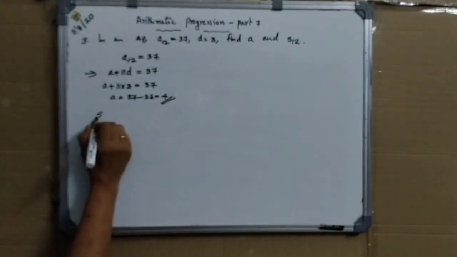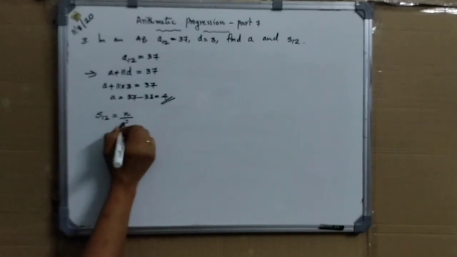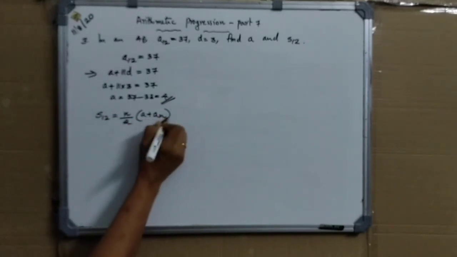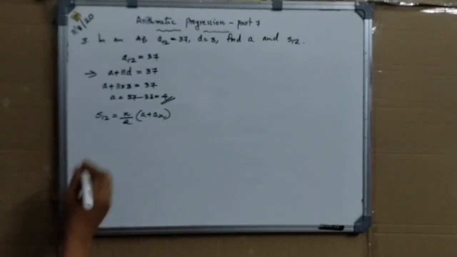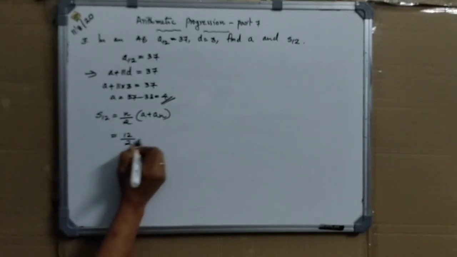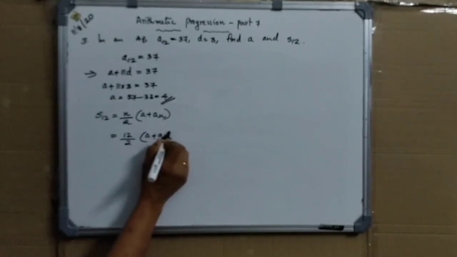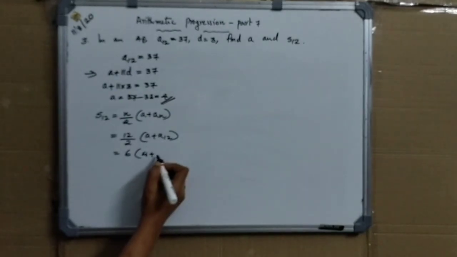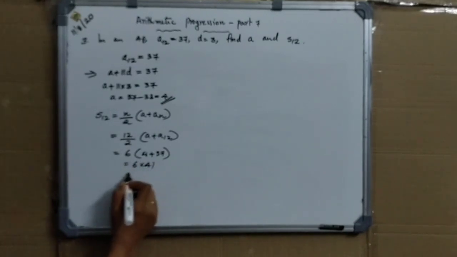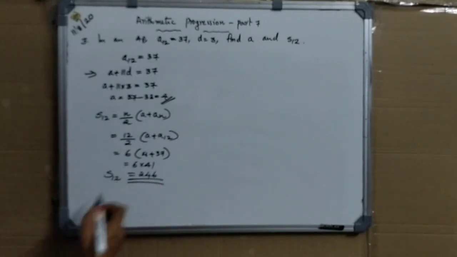Now if you know the first term and the last term, you can find S12, the sum of 12 terms. So S12 equal to n by 2 into (first term plus last term). Here n equal to 12, so 12 by 2 into (a plus a12). Okay. So 6 into (a is 4 plus a12). A12 is 37. Okay, that is 6 into 41, that is 246. The sum of the first 12 terms is equal to 246.